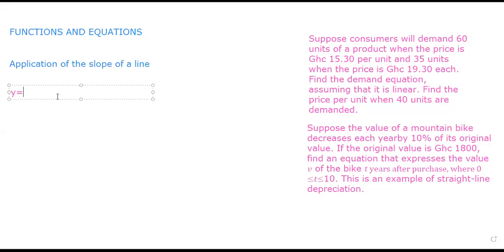Y is equal to MX plus C. It follows the same. This time it is V of T, but it's the same. So we have to find our Y. Someone has told us that V is the Y, X is the time. So we have to find our Y1 and our X1, and our Y2 and our X2. It says, suppose the value of a mountain bike decreases each year by 10% of its original value. The original value is 1,800. So that is Y1 or V1. So Y1 is 1,800.